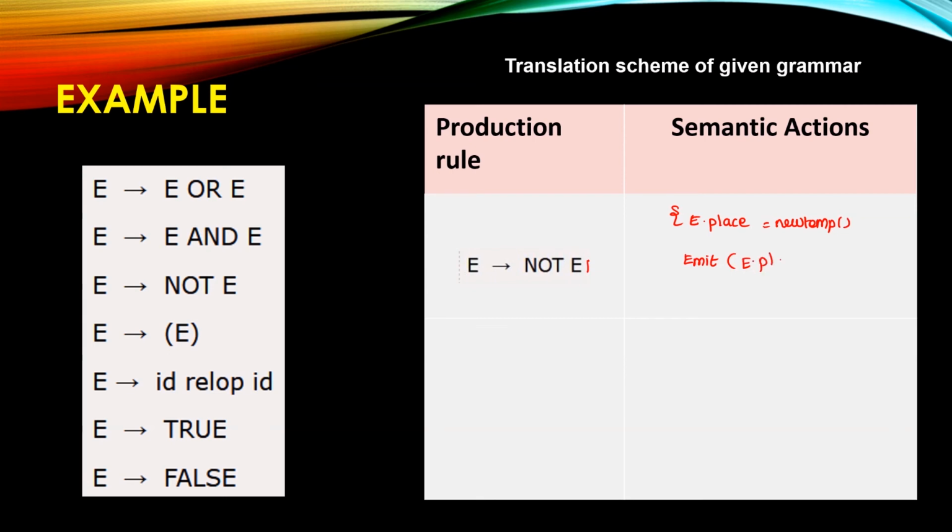Next, emit e.place equal to, what is the operation here? Not operation: not e1.place. Next, for the production E gives E1, this is equal to what? E.place, the value present in E.place is equal to the value present in E1.